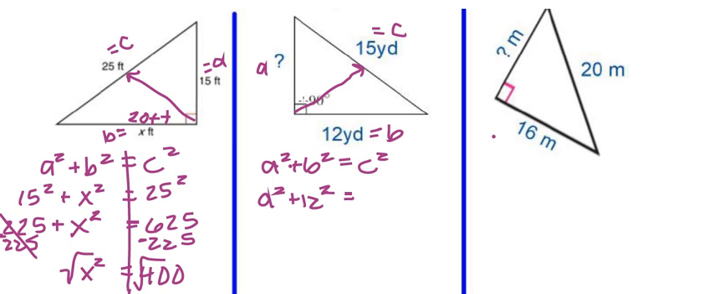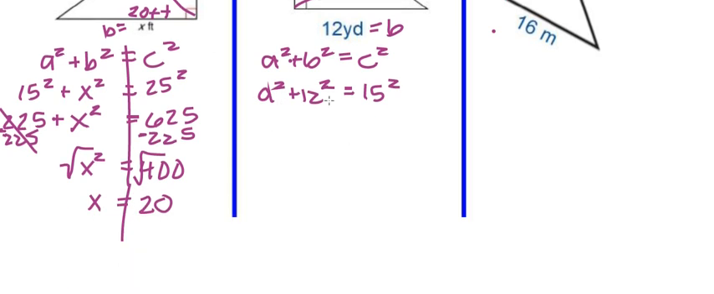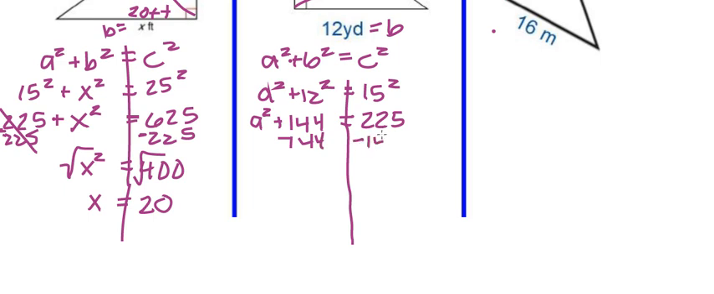And that's going to be equal to, well, across from the hypotenuse is your value of C, so that's going to be 15 squared. So at this point, I know I'm looking for A, so I'm going to continue solving my equation. This is going to give me A squared plus, well, 12 squared is 144, is equal to 15 squared, which is 225. Well, I want to get A by itself, so I'm going to subtract 144, and I get that A squared is equal to, so we do 225 minus 144, and we get 81.